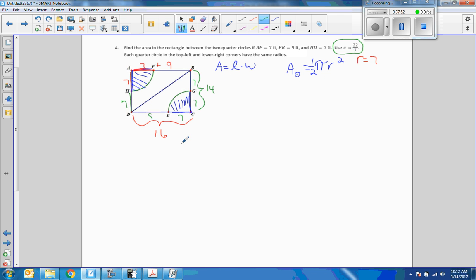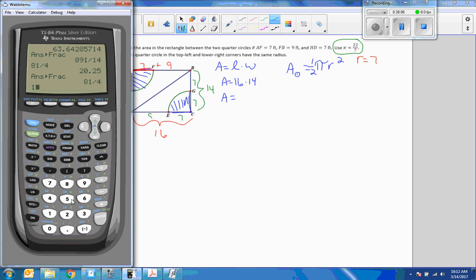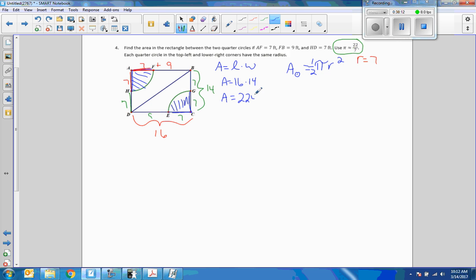Okay, so area equals length times width. Let's start off by finding the area of the whole rectangle. So the area equals 16 times 14. 16 times 14, 224. Now I go back up here and we're talking about feet, so that's feet squared. So this whole diagram is 224 square feet. We need to subtract 2 quarter circles or 1 half circle. Okay, hopefully you're following along with that. That's a half circle by the way, not a whole circle.